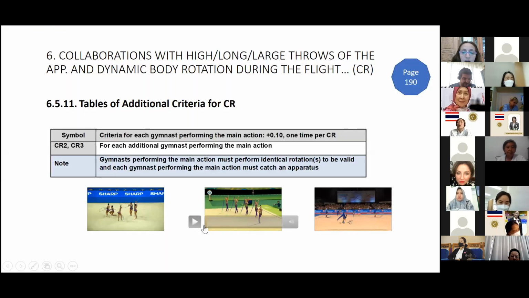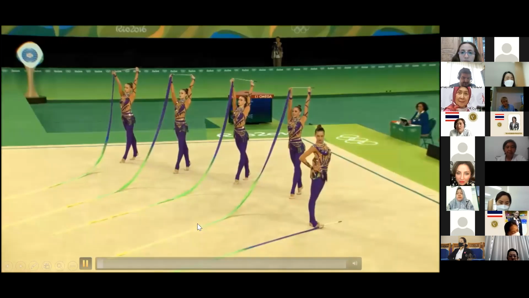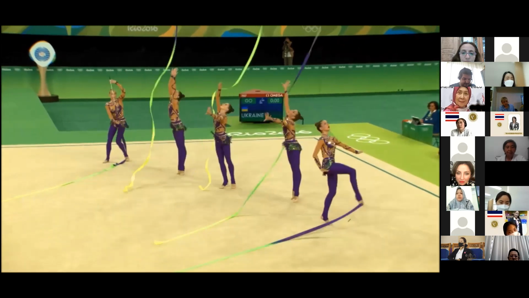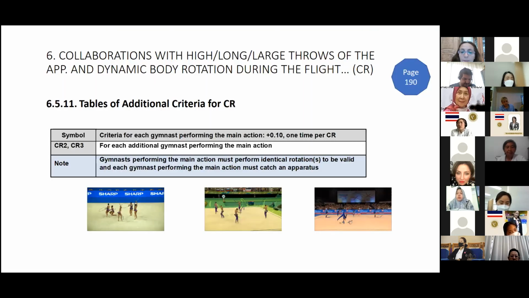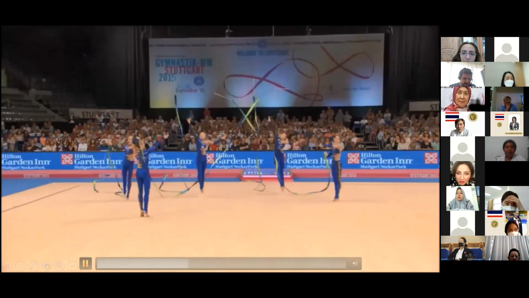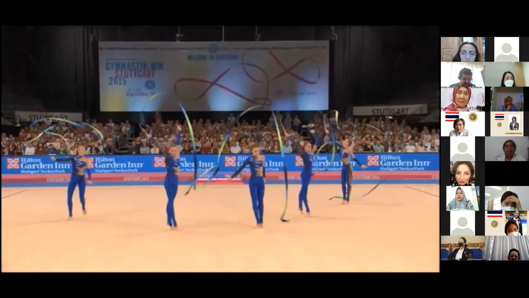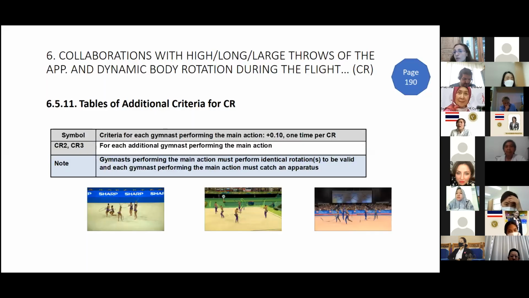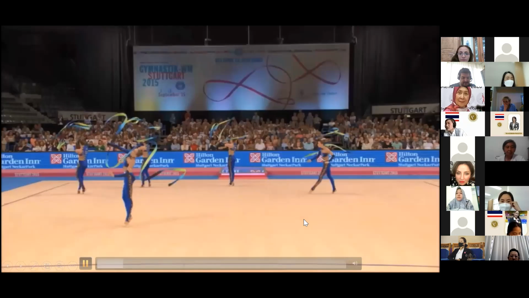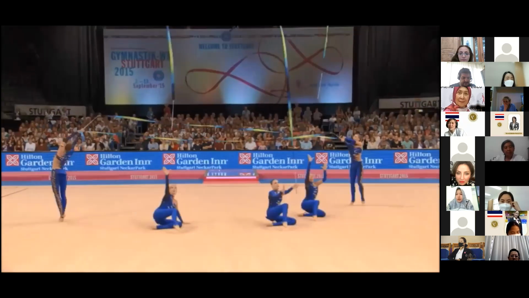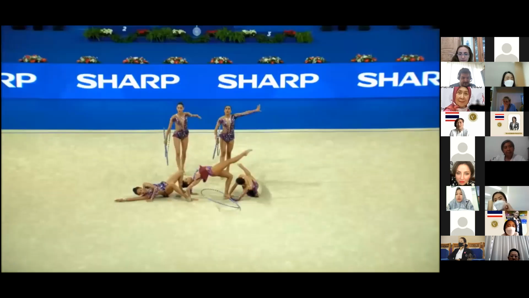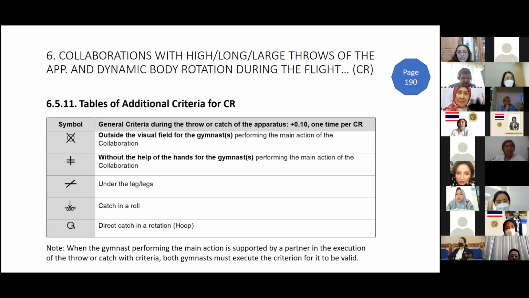This is an example of CR2. This is an example of CR3. This is an example of CR3 with series, plus 0.2. Also, you can take additional criteria: outside visual, without the help of the hands, under the leg, catch in a roll, direct catch in a rotation for the hoop.